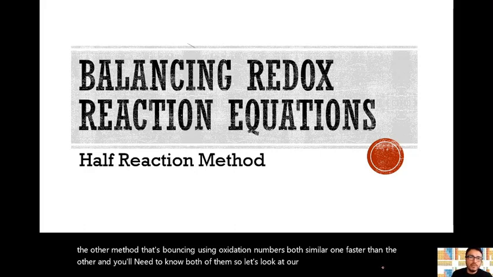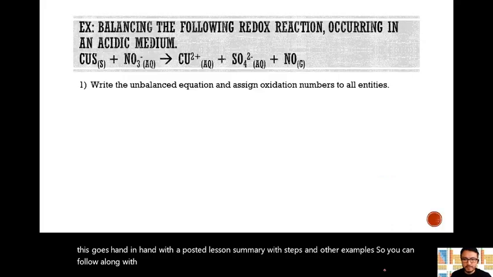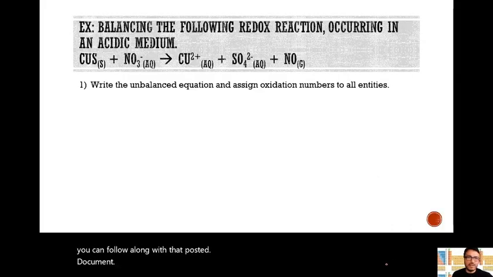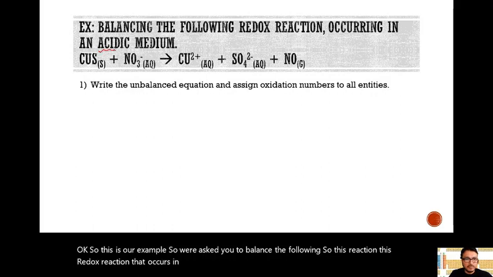Also a reminder that this goes hand in hand with a posted lesson summary with steps and other examples, so you can follow along with that posted document. Okay, so this is our example. We're asked here to balance the following redox reaction, and it occurs in an acidic medium. So that's important to note, it occurs in an acidic medium.